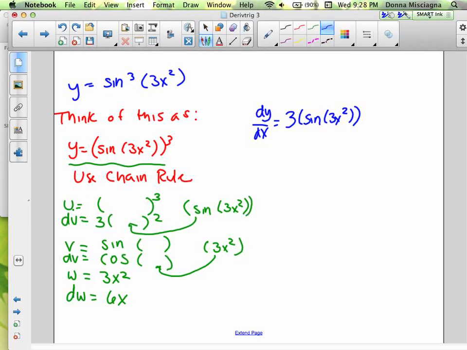And then times the dv, right? So our derivative here, I'm going to write this. dy/dx is just going to be the du times the dv times the dw, right? We just multiply all the derivatives together. The derivative of the outside, the inside, and in this case, the inside. All right, and so we've got the outside, then our little bit more inside is cosine of 3x squared, and finally the last part is the 6x.